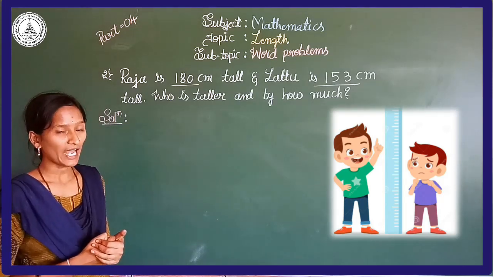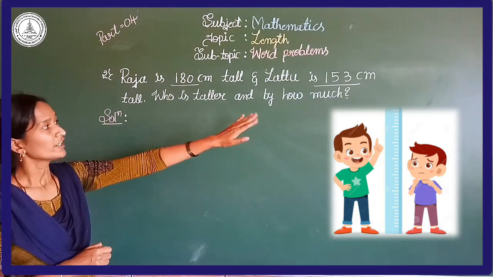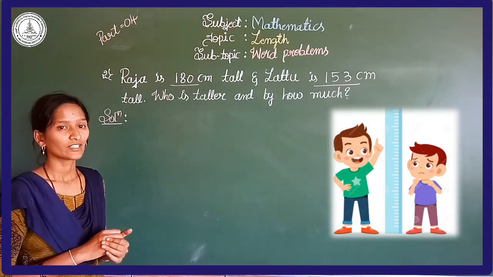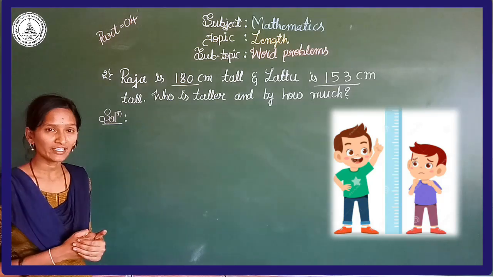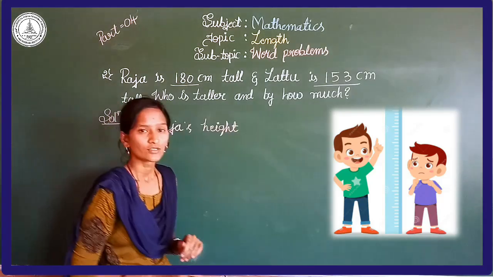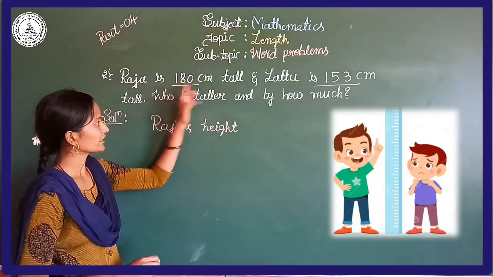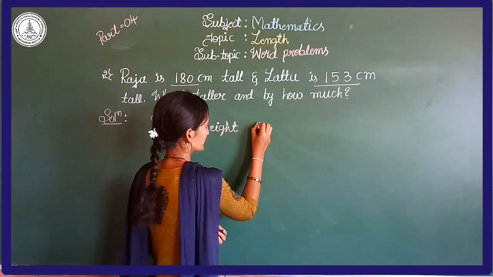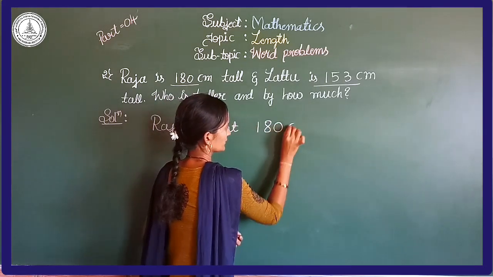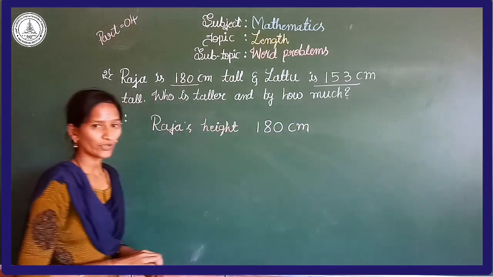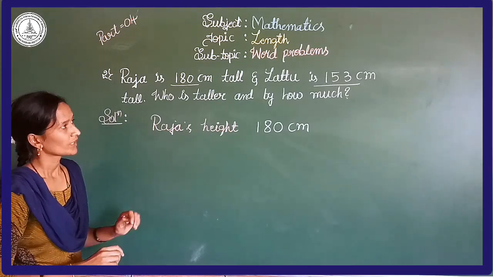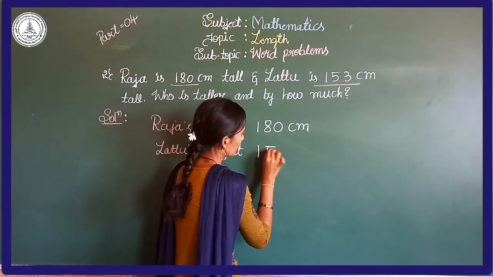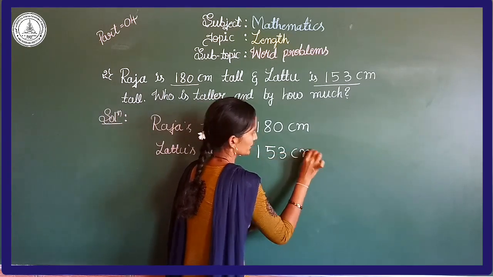Yes, you have to subtract the number 153 from 180. Then you are getting the difference. So, which is the first statement? That is Raja's height. So, students, who is 180 centimeter tall here? Raja, right? So, write down here 180 centimeter. Okay. So, next, come to Lattu. Lattu's height. How much is there? 153. So, write down here 153 centimeter.